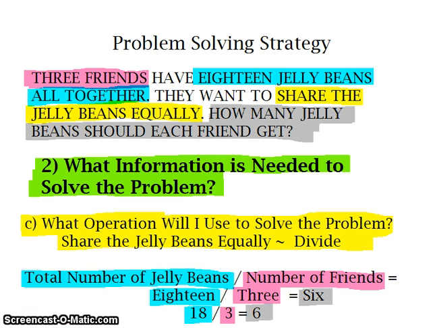I am going to divide the total number of jelly beans by the number of friends. We know that there are 18 jelly beans and 3 friends. 18 divided by 3 is equal to 6. So 6 is my answer. How many jelly beans should each friend get? The answer is 6.